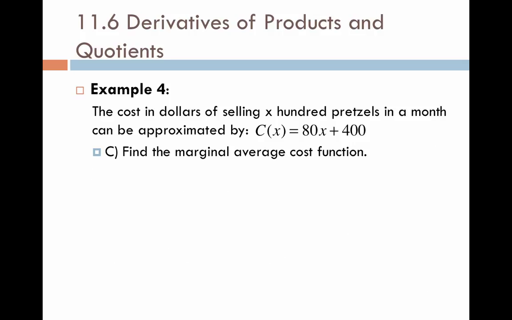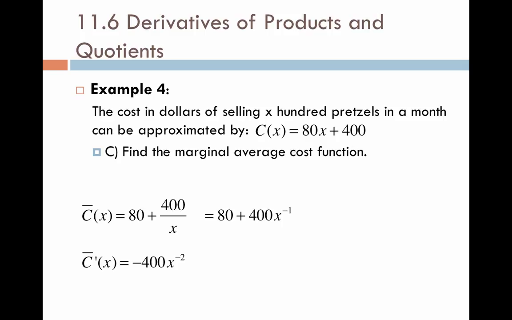C, find the marginal average cost function. So every time I see the word marginal, I think derivative. So there's my average cost, and then I'm going to rewrite it because I want to be able to use the power rule on this x here, and it cannot be in the denominator if I'm going to use the power rule. So I'm going to bring it into the numerator and write it as a negative exponent. Then I'm going to take the derivative. That's the derivative there. So that's the marginal average cost function. If I want to rewrite it, I can by putting x back into the denominator and making the exponent positive.